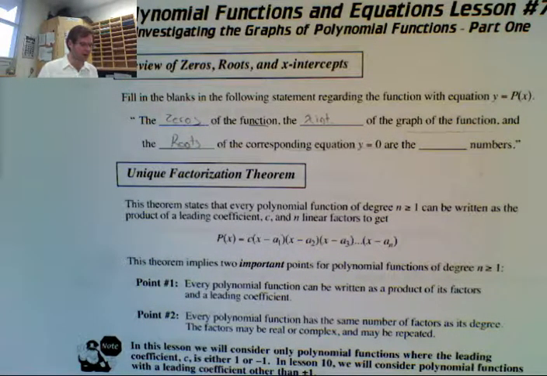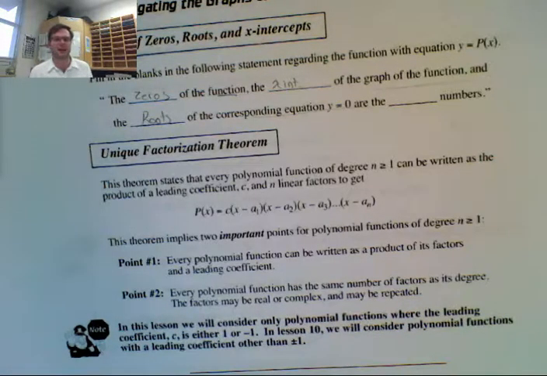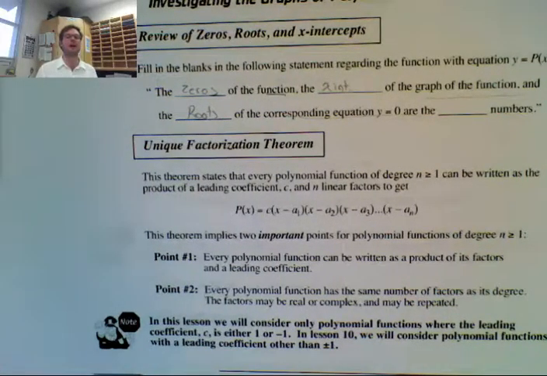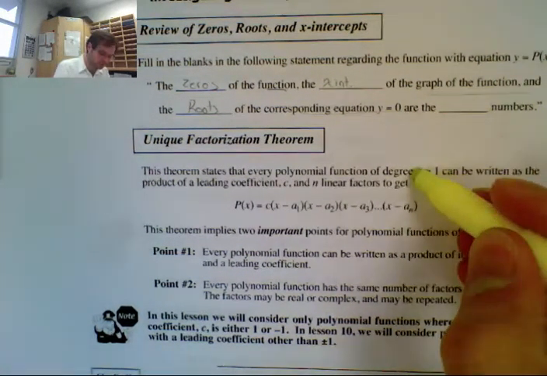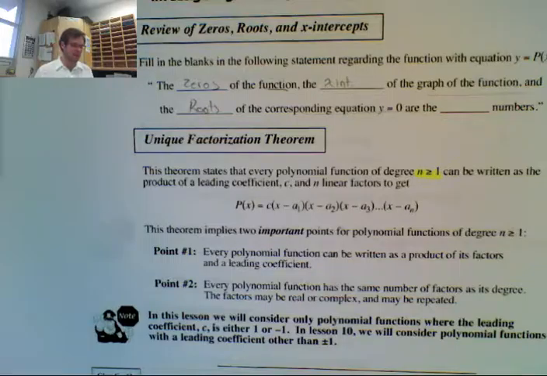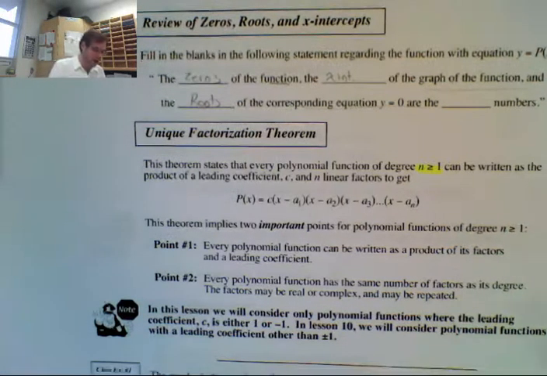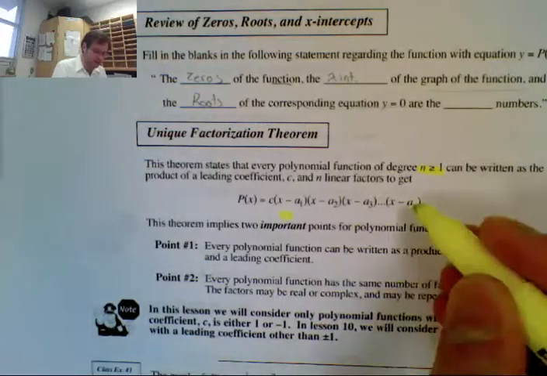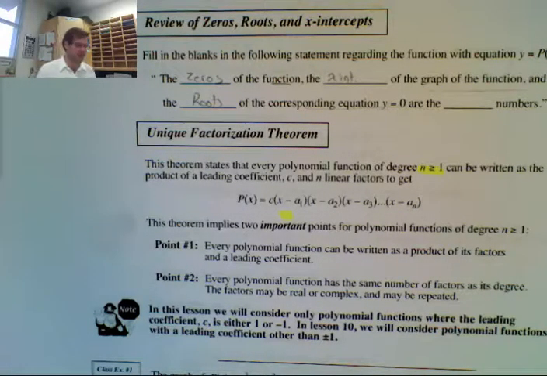Now we are going to look at something called the unique factorization theorem. The unique factorization theorem states that every polynomial function of degree n greater than 1 can be written as a product of a leading coefficient c and n linear factors. So basically, how many factors we're going to get here is n factors.